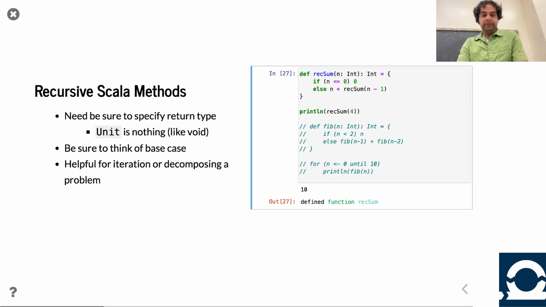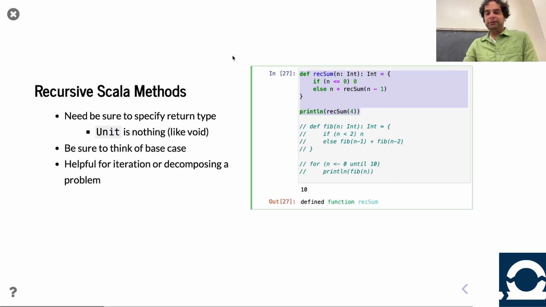If for some reason your function doesn't want to return anything, you can use the name explicitly Unit, and that's like void, right? So from your prior programming experiences, when you write a recursive function, what do you need to think about? Number one, what is your base case? How is this going to end? And then you can think about what the recursive step is, and so on, right?